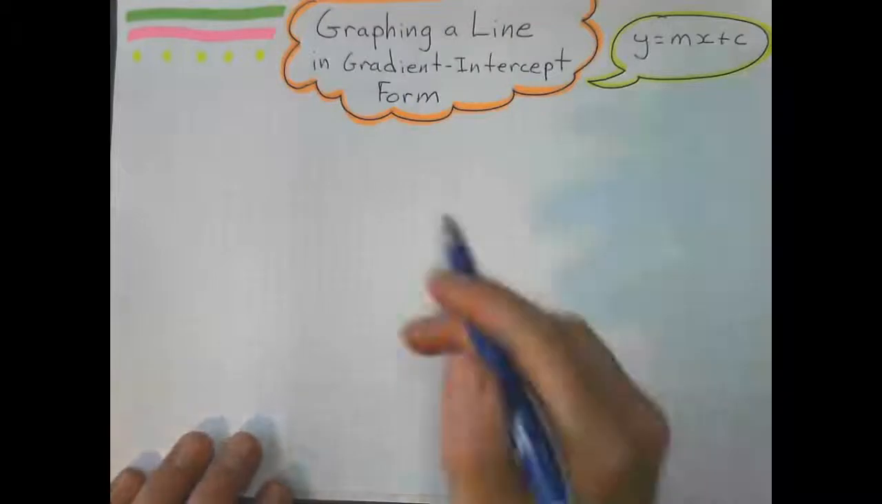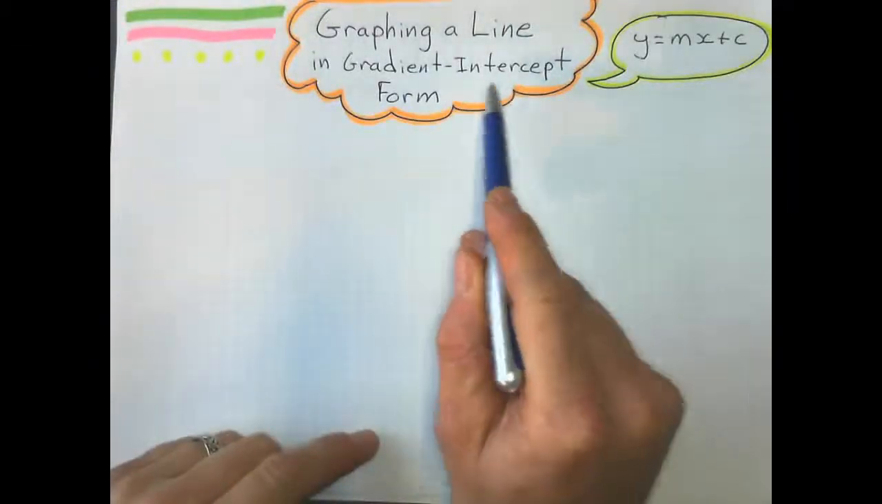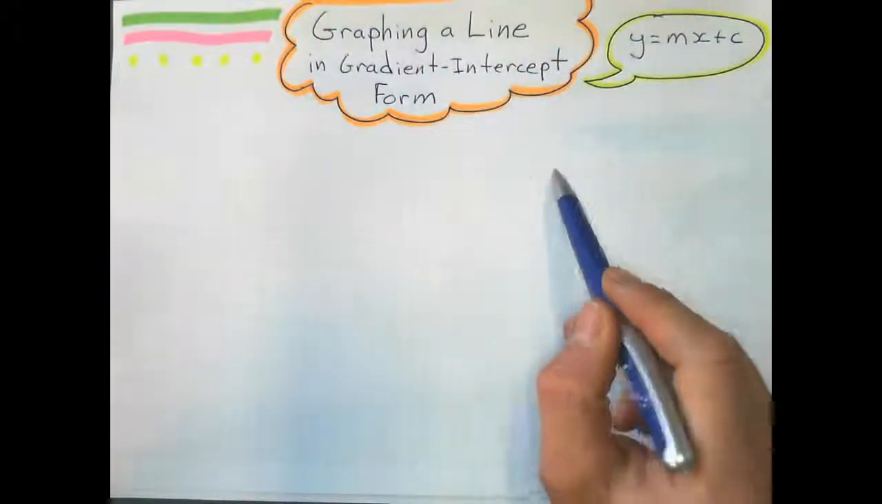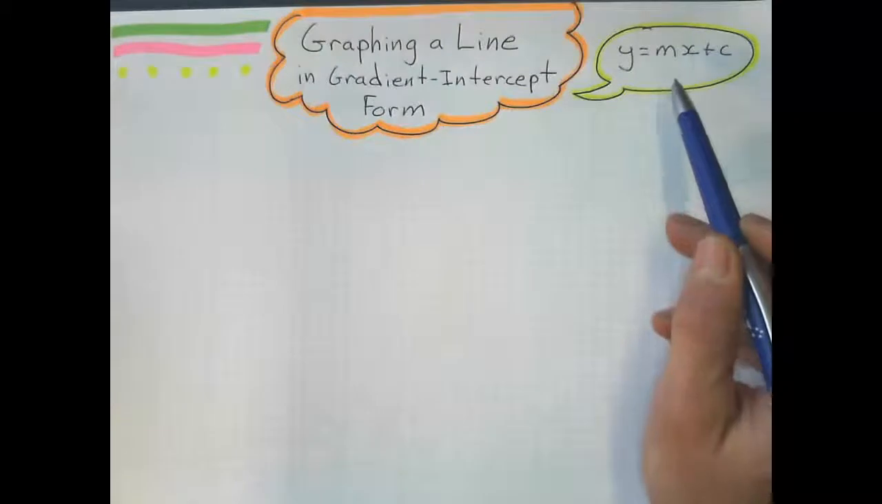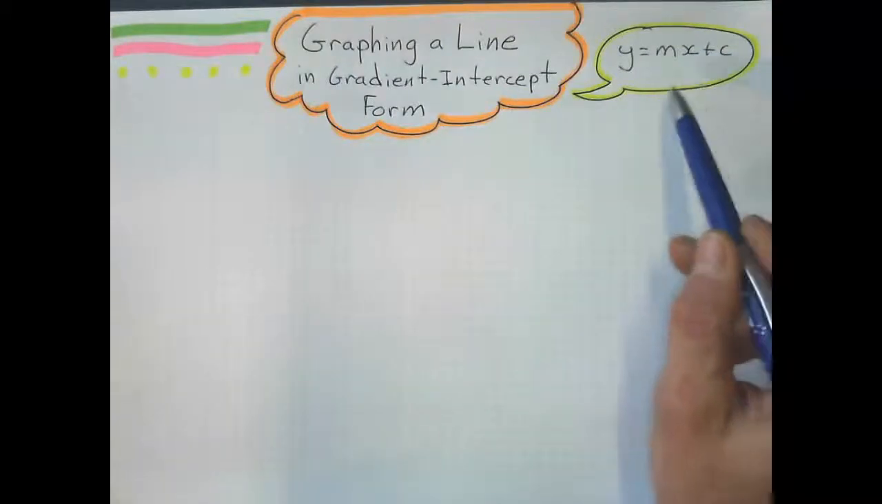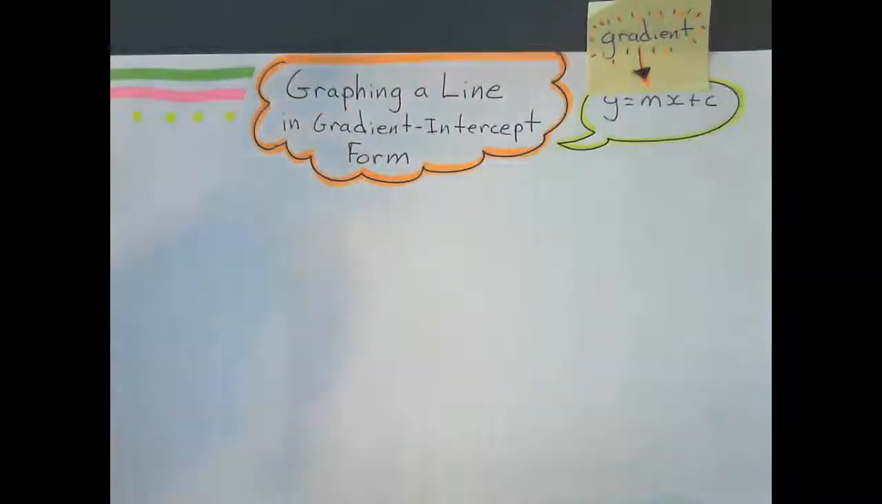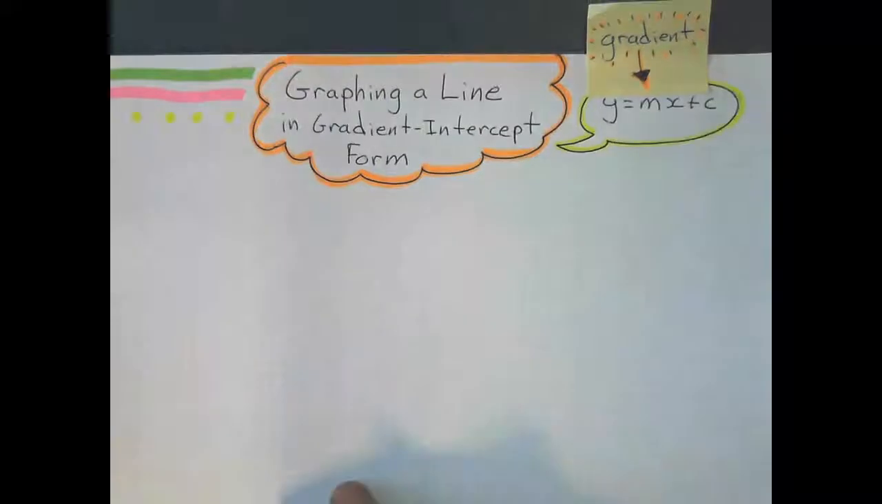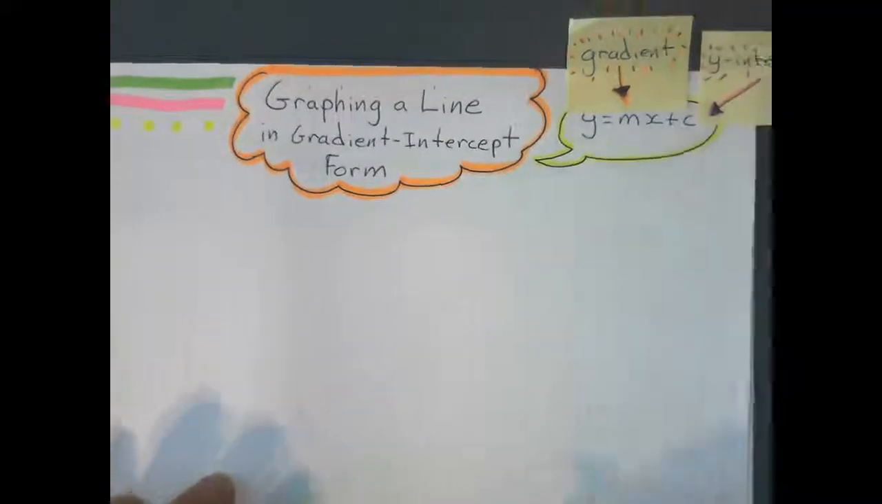Here we go. We'll show you how to graph a line when it's in gradient-intercept form. And what's gradient-intercept form? It's when the equation is written like this with y by itself. And we have to remember two things with gradient-intercept form. One is that the number in front of the x is the gradient, and we'll talk about that a little more. Also, we got to remember that that guy is going to be the y-intercept.